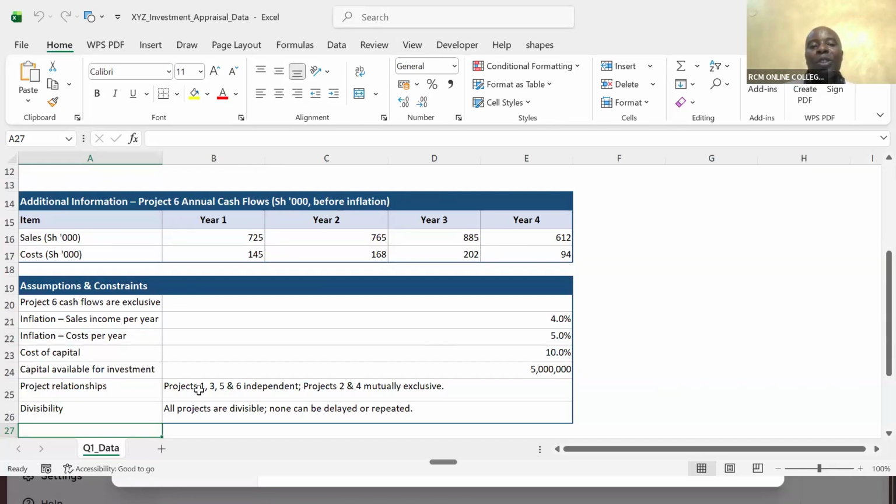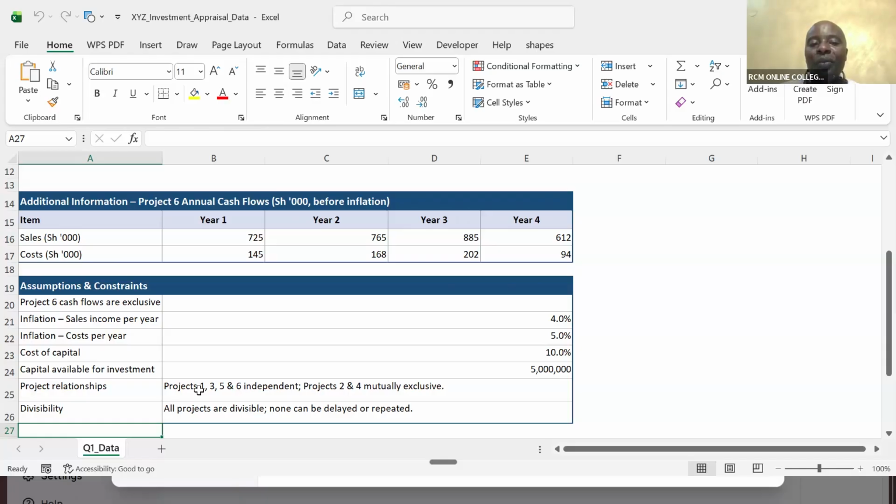Project relationships: projects 1, 3, 5, and 6 are independent. Those ones we can do them, even all of them at the same time because of that independence. But projects 2 and 4 are mutually exclusive. If they are mutually exclusive, it means that it is one of them at a time. There is no way you'll be able to put them up together because they are like day and night. They can't coexist. If it is project 2 that will be done, it has to be project 2 alone. It cannot be project 2 and 4 because they are mutually exclusive.